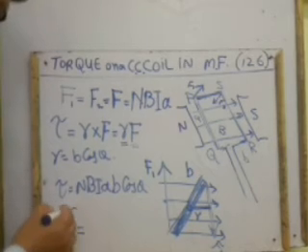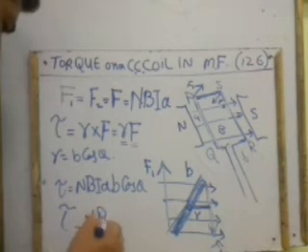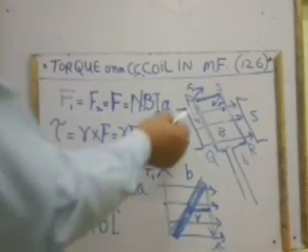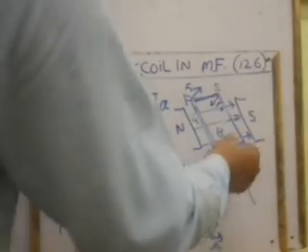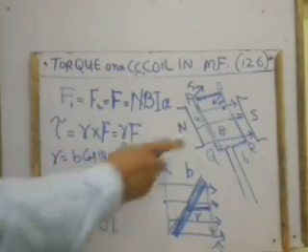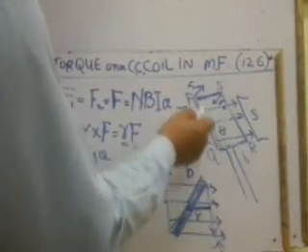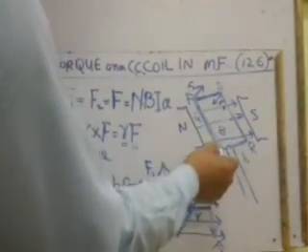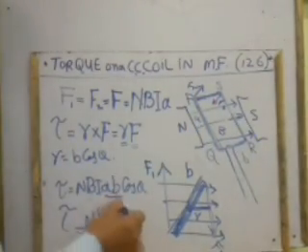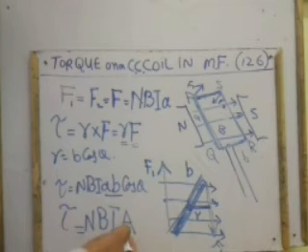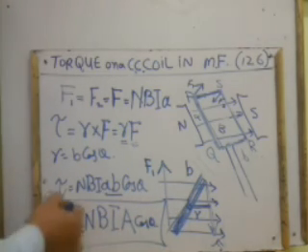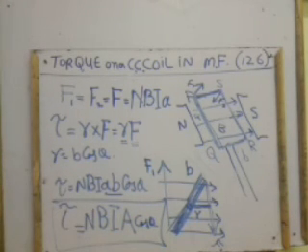Finally, torque is equal to NBI and the product of AB. This is A and this is B. So multiplying these two sides, side multiplied by side, is equal to the area of this whole coil. So we can write capital A, which shows the area of the coil, times cos theta. This is the topic: torque is equal to NBIA cos theta.